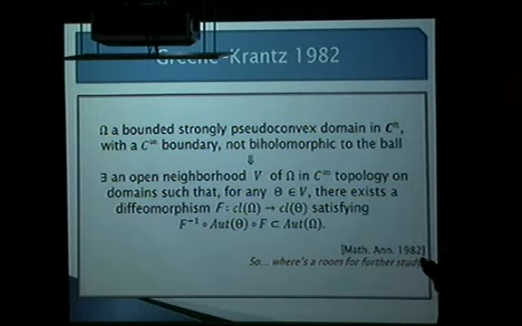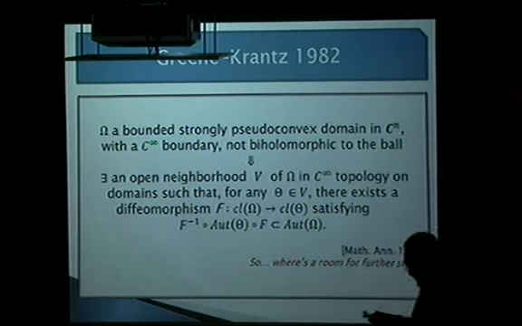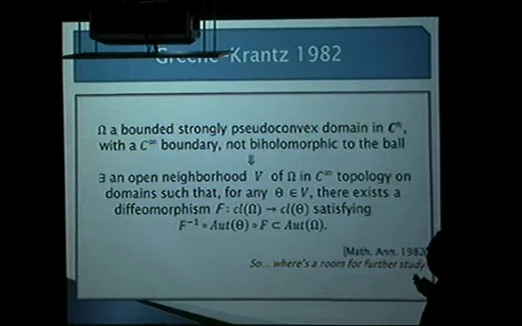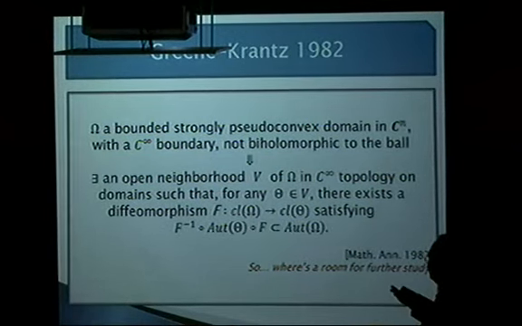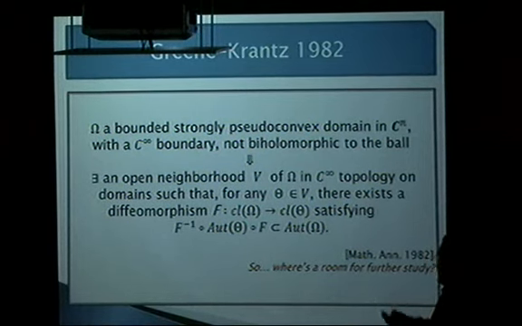It says not biholomorphic to the ball, because the ball, which is the obvious prototype of strongly pseudo-convex domains, has a non-compact automorphism group, and that's way too big to handle here. We are talking about only compact groups. So, not biholomorphic to the ball. Then there's a famous theorem by Bun Wong that this domain has a compact automorphism group.